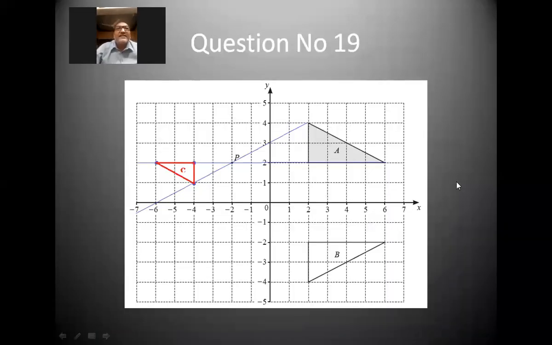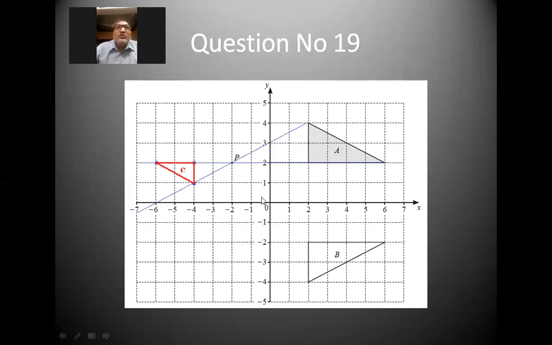So here you can see the methodology is very simple. Triangle A has 3 vertices. I will join them with the center of enlargement, and I will prolong these lines. You see, with the blue lines, I have joined the vertices of the object with the center of enlargement, and I have prolonged them.